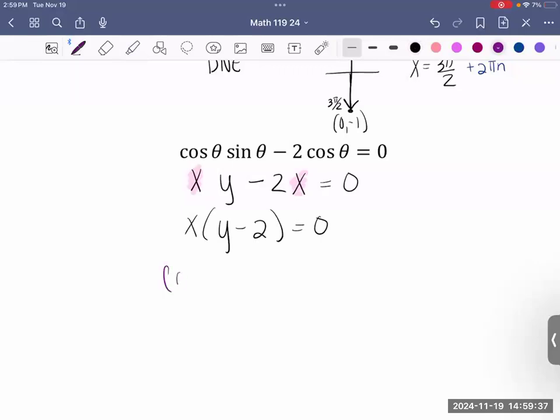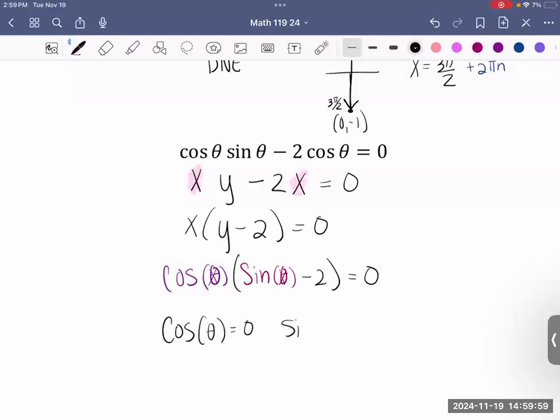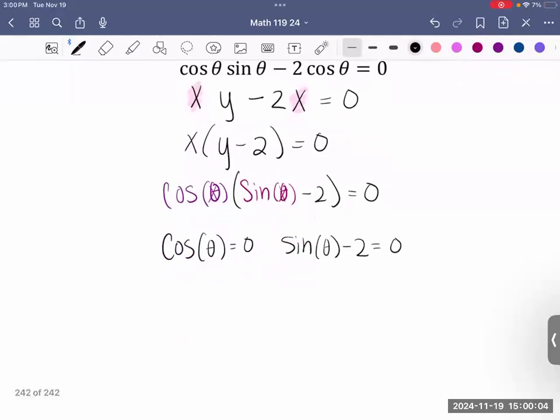We have a cosine of x and a sine of x, or of theta, minus 2 is equal to 0. I'll just swap these with theta to keep it consistent. So let's go ahead and solve. We have cosine of theta is equal to 0, and sine of theta minus 2 is equal to 0. So we're looking at where cosine is equal to 0.